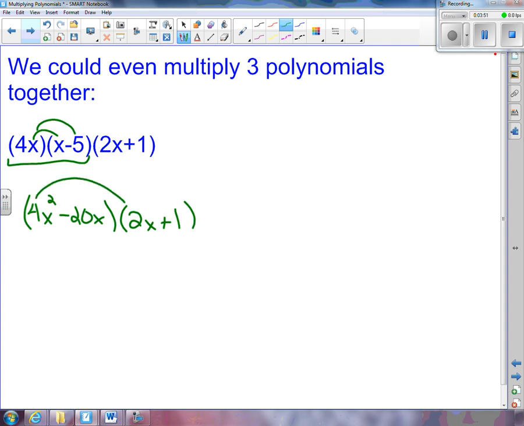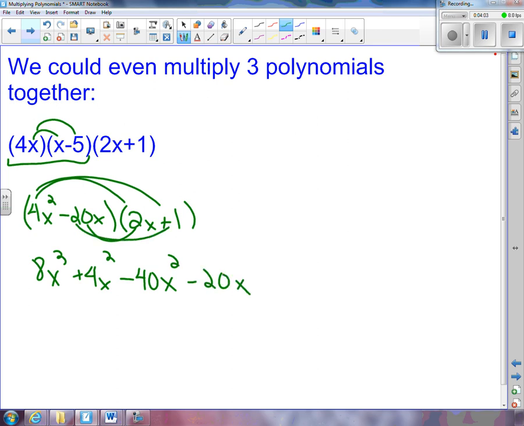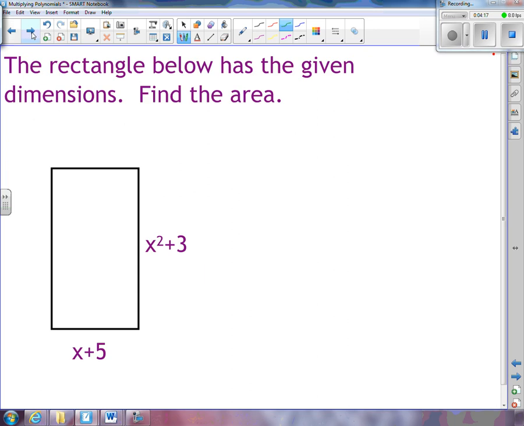So now we're going to multiply them through, and we get 8x cubed plus 4x squared minus 40x squared minus 20x. So that was just an example of foiling because it was 2 by 2. Now we're just combining like terms and getting 8x cubed minus 36x squared minus 20x. That's it, no big deal. Let's just do one application problem.